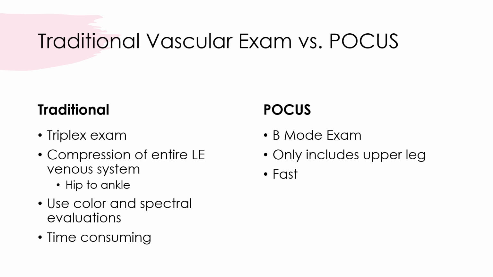Again, just like with the point-of-care DVT study, it is going to be highly dependent on the skill of the sonographer completing the exam. With the traditional exam, they complete compression of the entire lower extremity venous system, basically hip to ankle. So they're going to work their way all the way down to the ankle, looking at the calf vessels as well. Now, with the POCUS exam, that is not going to be as extensive. As I mentioned, the traditional is a true triplex exam, meaning they use color, spectral, and B mode, and it can take quite a bit more time than your POCUS exam.